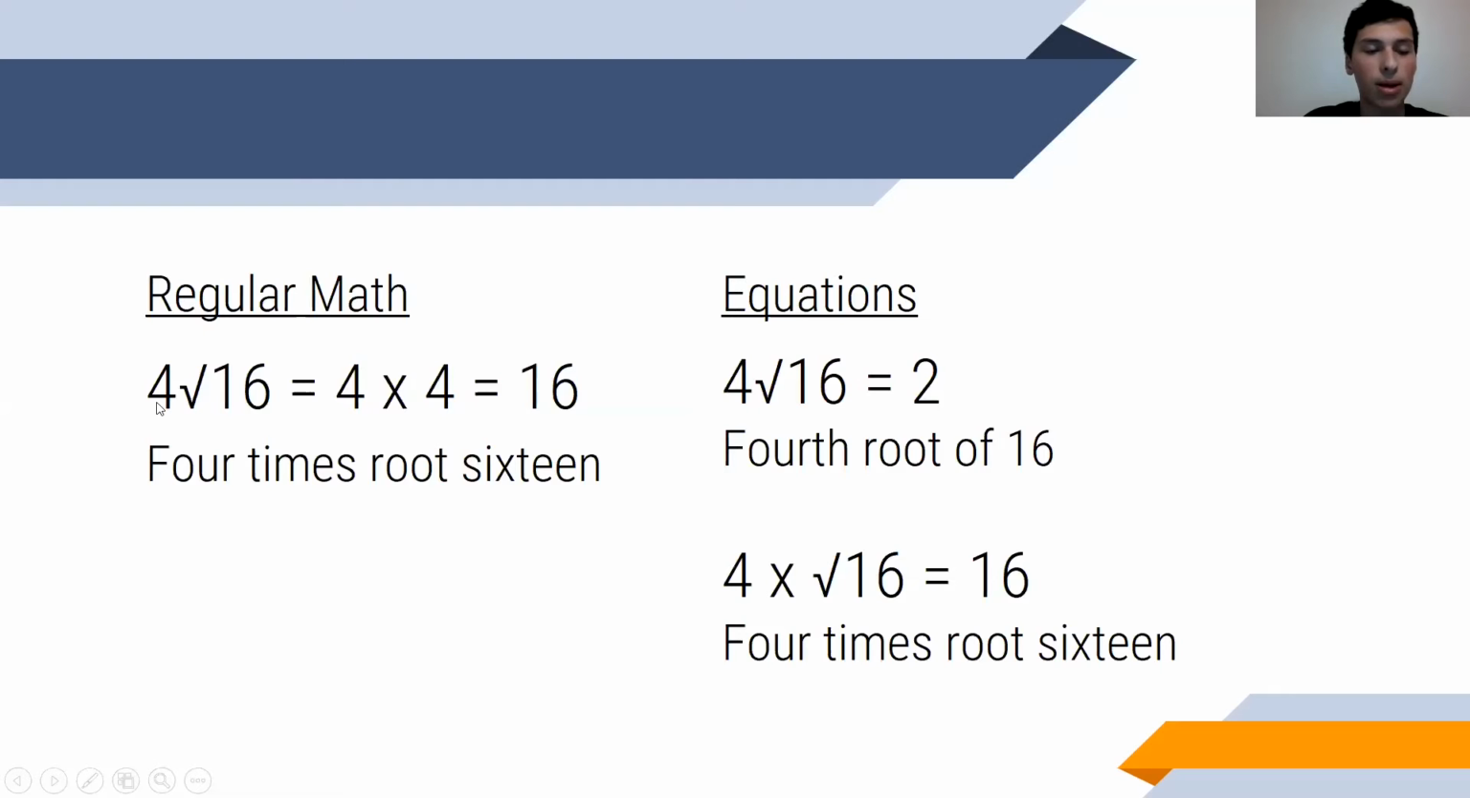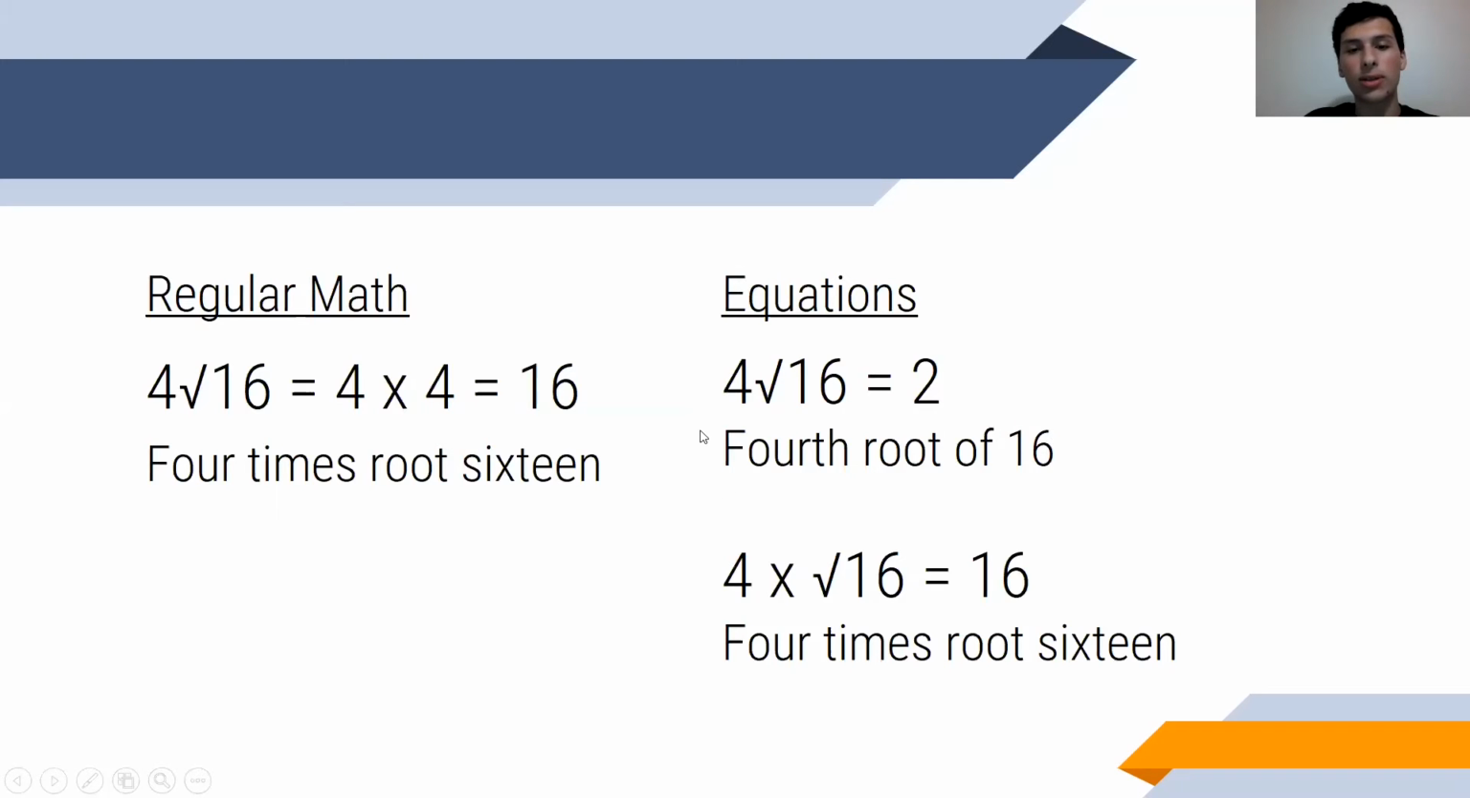Here, the 4 is just being multiplied to the square root of 16. But in this one, it's the index itself. So this would be equal to 2. And this is for equations. And if you wanted to do this, the thing in regular math where you multiply a number to a square root, or any root for that matter, you can use the multiplication symbol to do that. You could do 4 times root 16 like that.